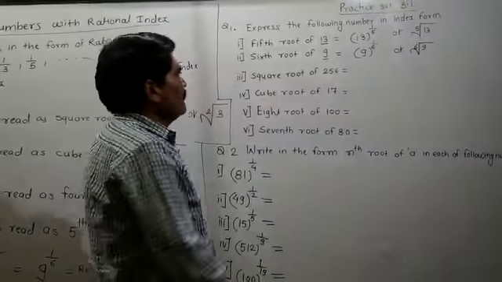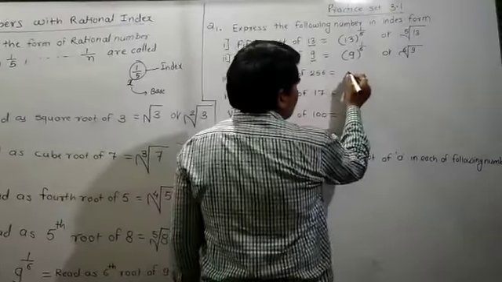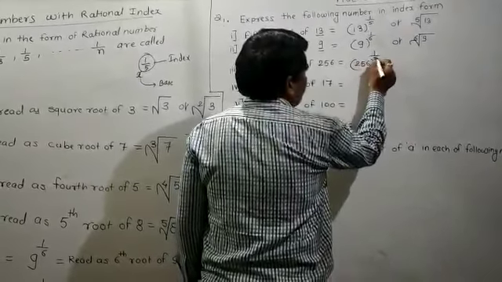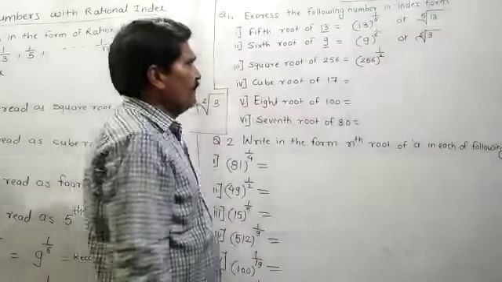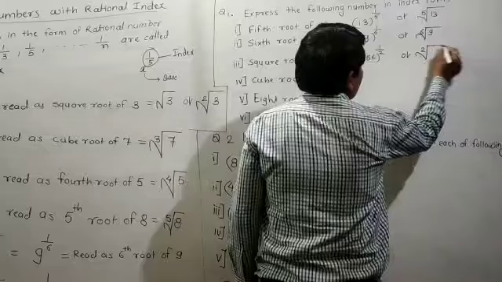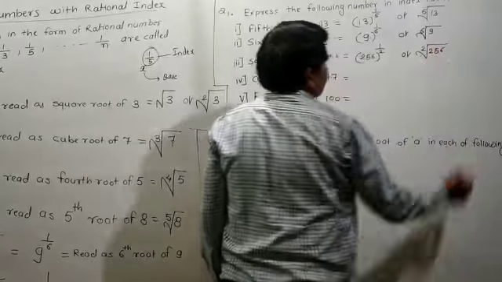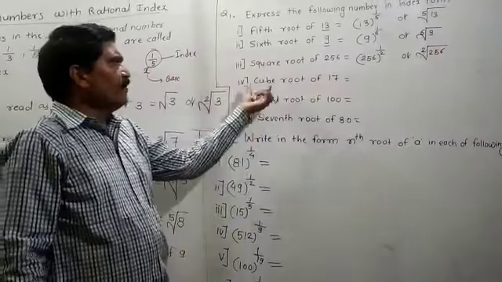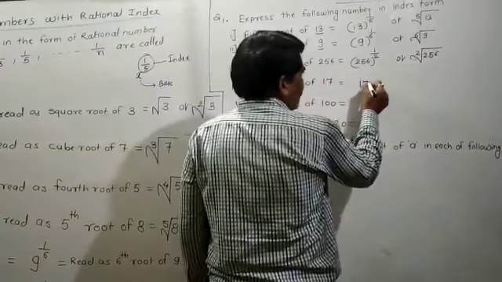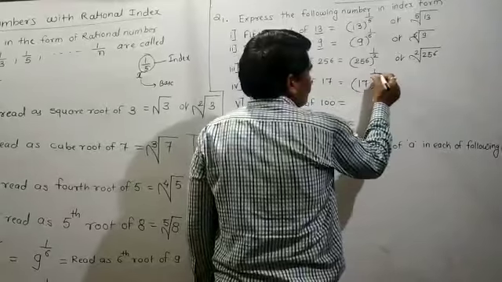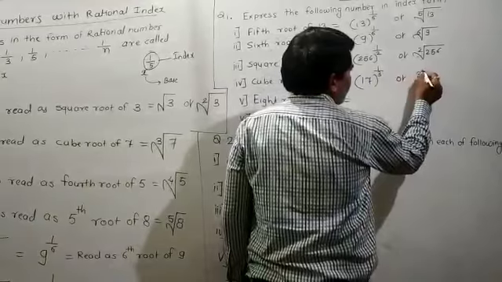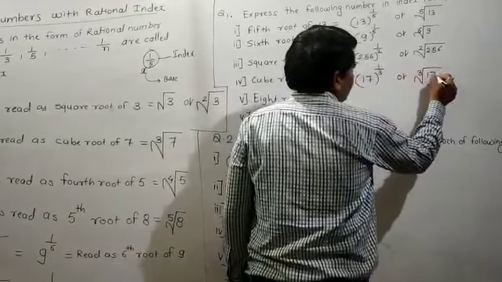Everybody understand? There is the square root of 256. 256 you have to write as it is. Square root means 1 upon 2. Cube root means 1 upon 3. Or you will write this as the square root of 256. Then the cube root of 17: cube root of 17 you have to write as it is. Cube root means 1 upon 3.